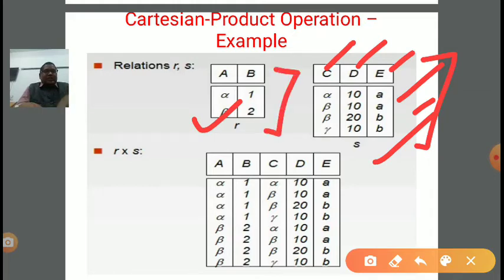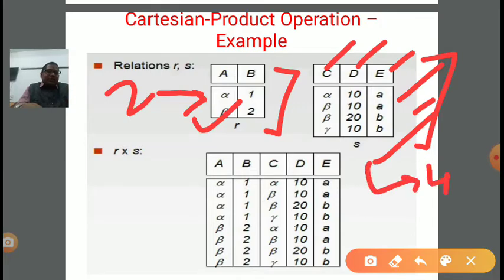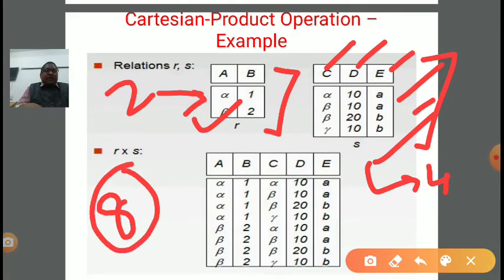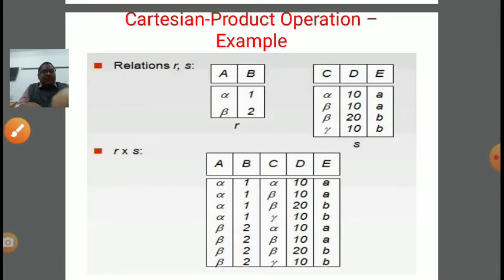Now we want to apply the Cartesian product. What is Cartesian product? We need to take all the possibilities: we take the first row from the first relation and multiply this tuple with all the tuples of the second relation. The first relation has 2 rows and the second has 4 rows, so 2 into 4, a total of 8 possible rows might be present in the final output. If you see, there are a total of 8 rows in the final output. How are these coming? Step by step we are learning.